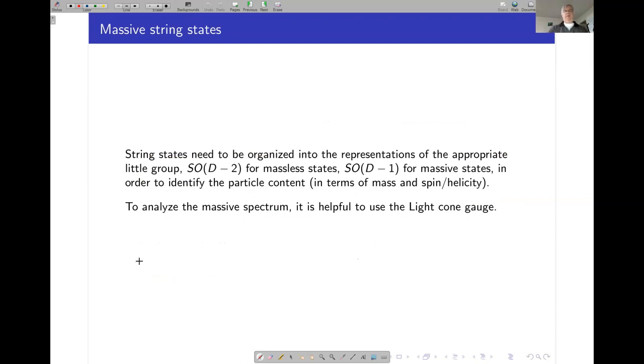And this will also be useful for us to work out the massive spectrum. So far, we have mostly discussed the massless spectrum, because there were all these important fields: the photon, dilaton, the graviton, and so on. But full understanding of string theory requires us to master the massive spectrum, its representation content in terms of mass and spin or helicity. And for this, the so-called light cone gauge is also very useful. So I will introduce this.